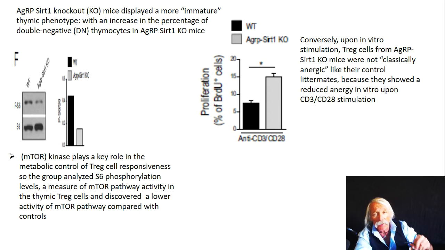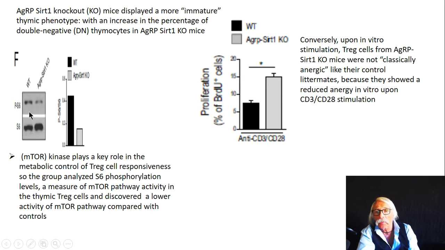Now, take a look at the data in particular. mTOR kinase plays a key role, of course, in metabolic control of Treg responsiveness. Remember, that's an enzyme involved in controlling metabolism. So the group analyzed S6 phosphorylation, which is a readout of mTOR. So that's what you're looking at here, the phosphorylation of S6, the protein that is normally functioning downstream of mTOR. A measure of mTOR pathway activity is whether or not you get phosphorylation of S6.